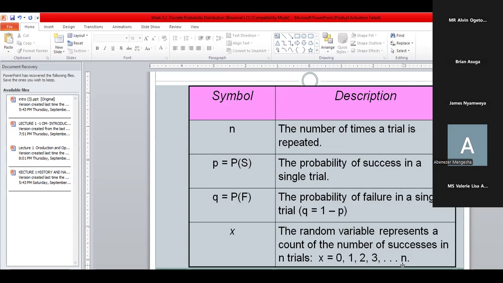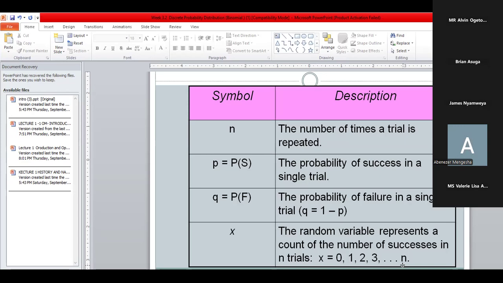So if you define getting a girl in the birth process as a success, then the probability of getting a girl will be P, and the probability of getting a boy will be Q. Since you only have 2 outcomes, P plus Q must be equal to 1, as we did under probability, because the sample space here is only S and F. Therefore, Q is equal to 1 minus P.